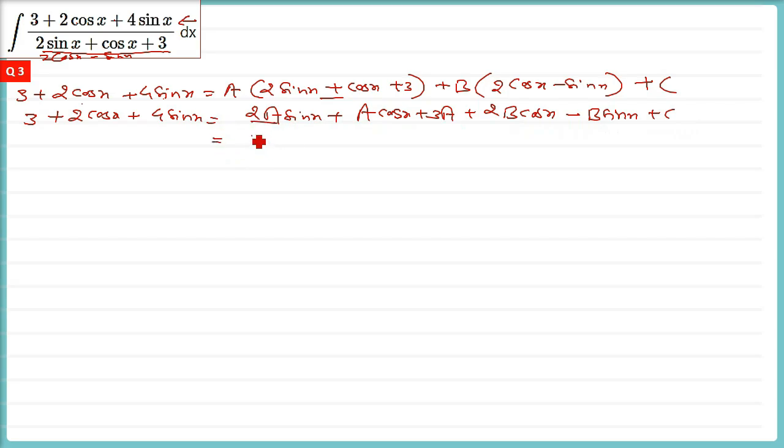This is 2a sin x. So you can take this sin x common. What is sin x here? One more sin x is there. So 2a minus b, if you take sin x common from these two terms.